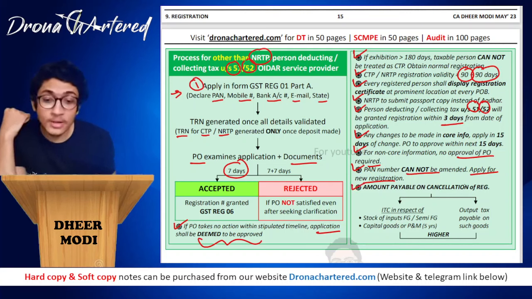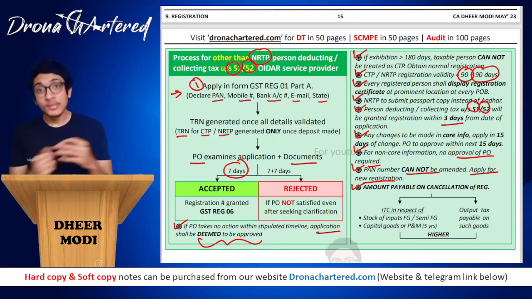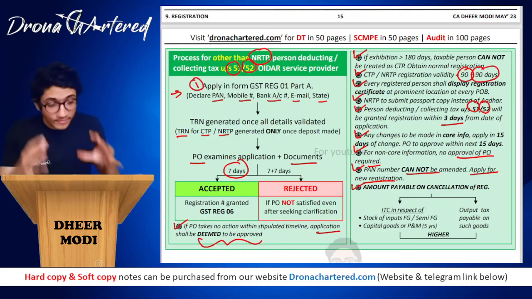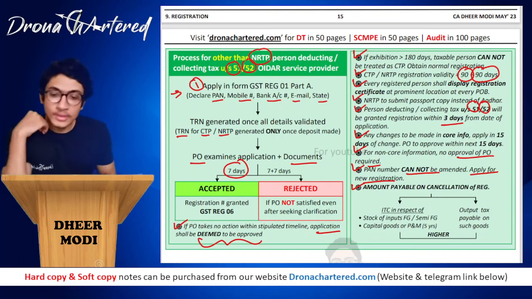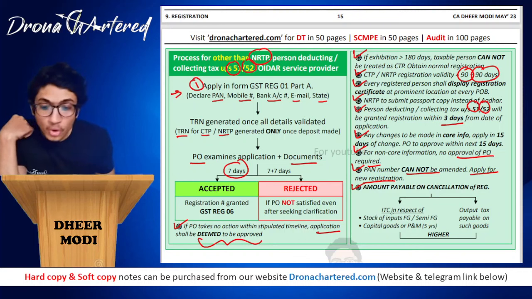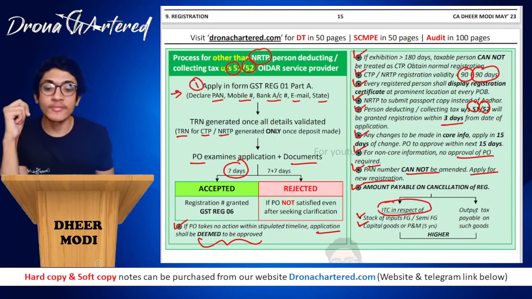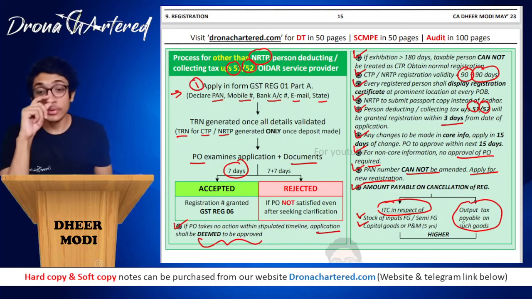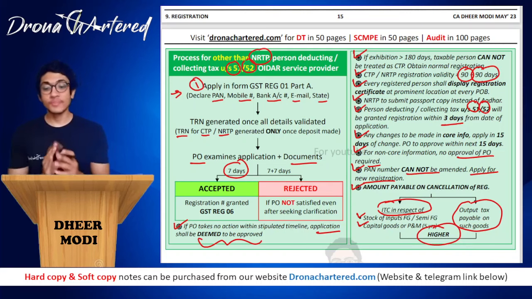Last is the amount payable on cancellation of registration. Since you have already claimed ITC, when you are cancelling registration, if you have any inputs or capital goods on which you have already taken ITC, of course you will have to reverse that amount. So in respect of the stock of inputs, semi-finished or finished goods, and capital goods or plant and machinery, the ITC you had taken on these items left with you, and the output tax payable on such items, whichever is higher, is the amount that you have to pay on cancellation of registration.